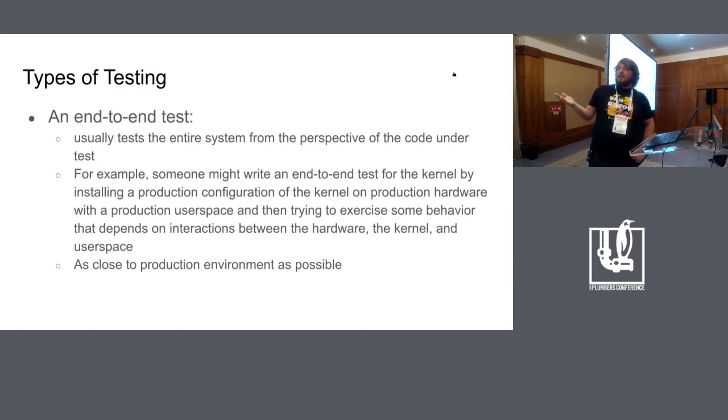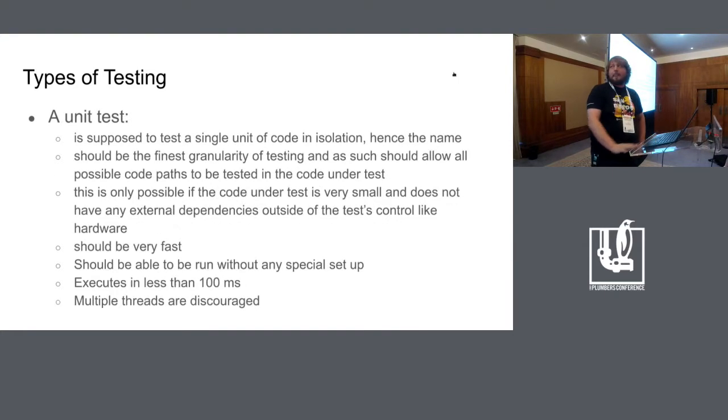So I have an example here of you might want to do this by just running on production hardware and then trying to exercise some behavior that depends on the hardware, the kernel, and the syscall interface you provide. The idea is you're trying to keep it as close to the production-like environment as possible. A unit test is supposed to test things in isolation.